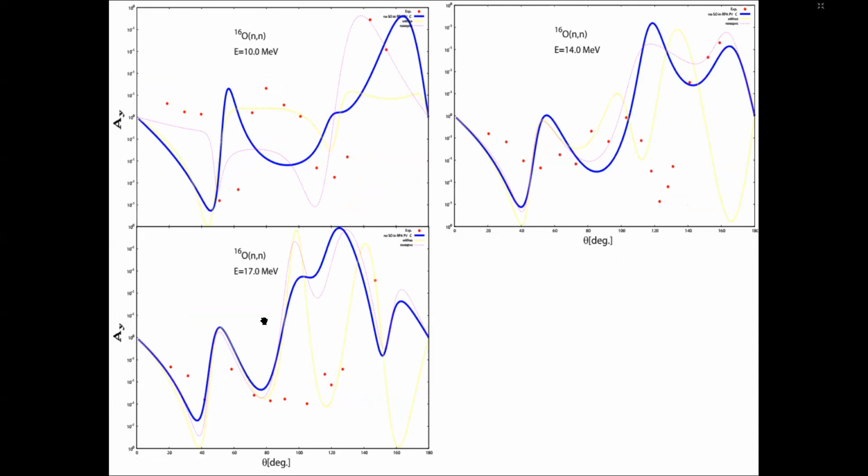And of course, overall for three energies, you can see that both are not good at all. But let's see if the yellow color is better than the other. Not really. For example, for 14 MeV, not really. Even I'm trying to understand it myself.